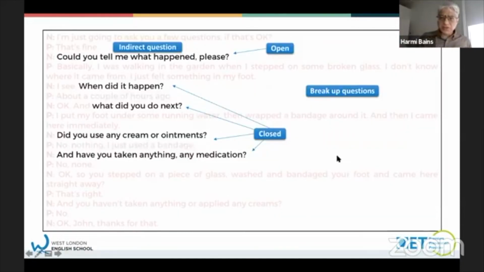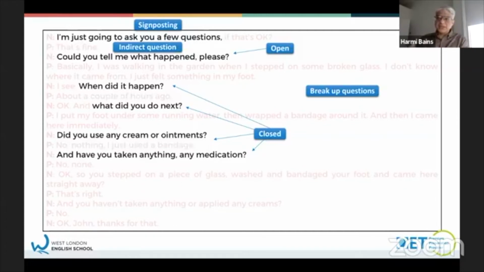But let's go back to this role play. So we've got open and closed questions. We looked at indirect questions, breaking up questions. And for all of these, we're getting marks as well. You're ticking certain boxes in the criteria. If you look at the beginning, the nurse said, I'm just going to ask you a few questions. That's a really nice thing to do. It's actually signposting. Signposting is you're telling someone in advance what's coming next. For example, okay, we're just going to have a chat about your diet and lifestyle.